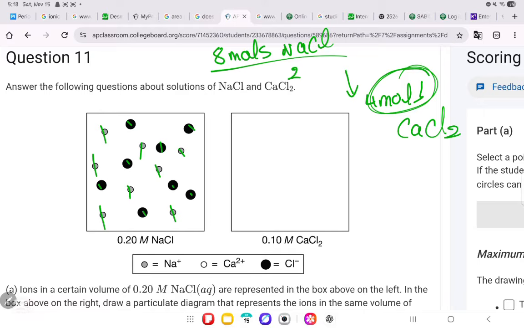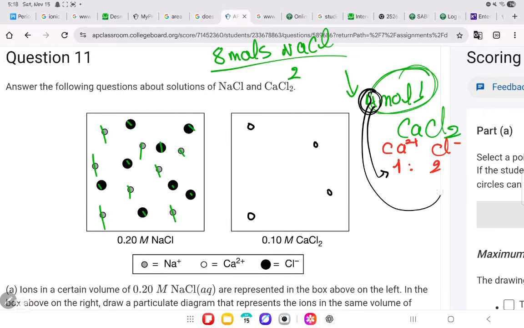But I don't forget my ratio. My ratio is 1 to 2. So Ca2+ and Cl-, it's a ratio of 1 to 2. So what does this mean? This means my Ca2+, which is the small circle that's open, and then my Cl-, which is the big circle that's filled in, right? I'm going to have 4 moles of Ca2+. So 1, 2, 3, 4. And then I'm going to have 4 times 2 moles, which is 8 moles of Cl-.